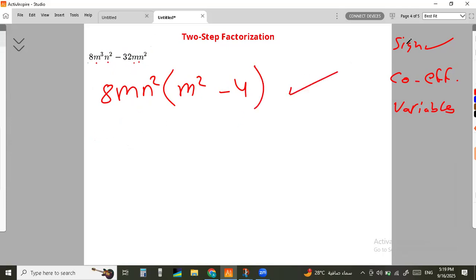I'm done. Hooray! No, I'm sorry. It's too early to celebrate. Why? Because you need to pay closer attention to what's inside the brackets. Can you factorize it more? Uh-oh. Difference of 2 squares. The difference of 2 squares.